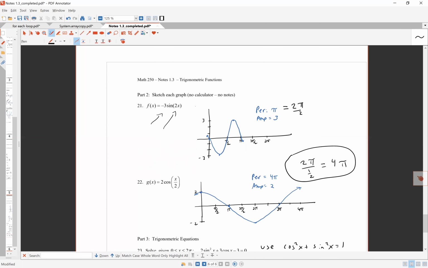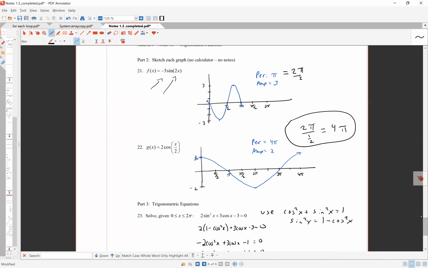But the amplitude is still 3, and I'm sure you did something like that in your last trig class. Now, what about cosine of x over 2? What's the period? It's 4 pi, right? Basically what we're doing is taking 2 pi and dividing by the coefficient of x, which is 1/2, and we get 4 pi.